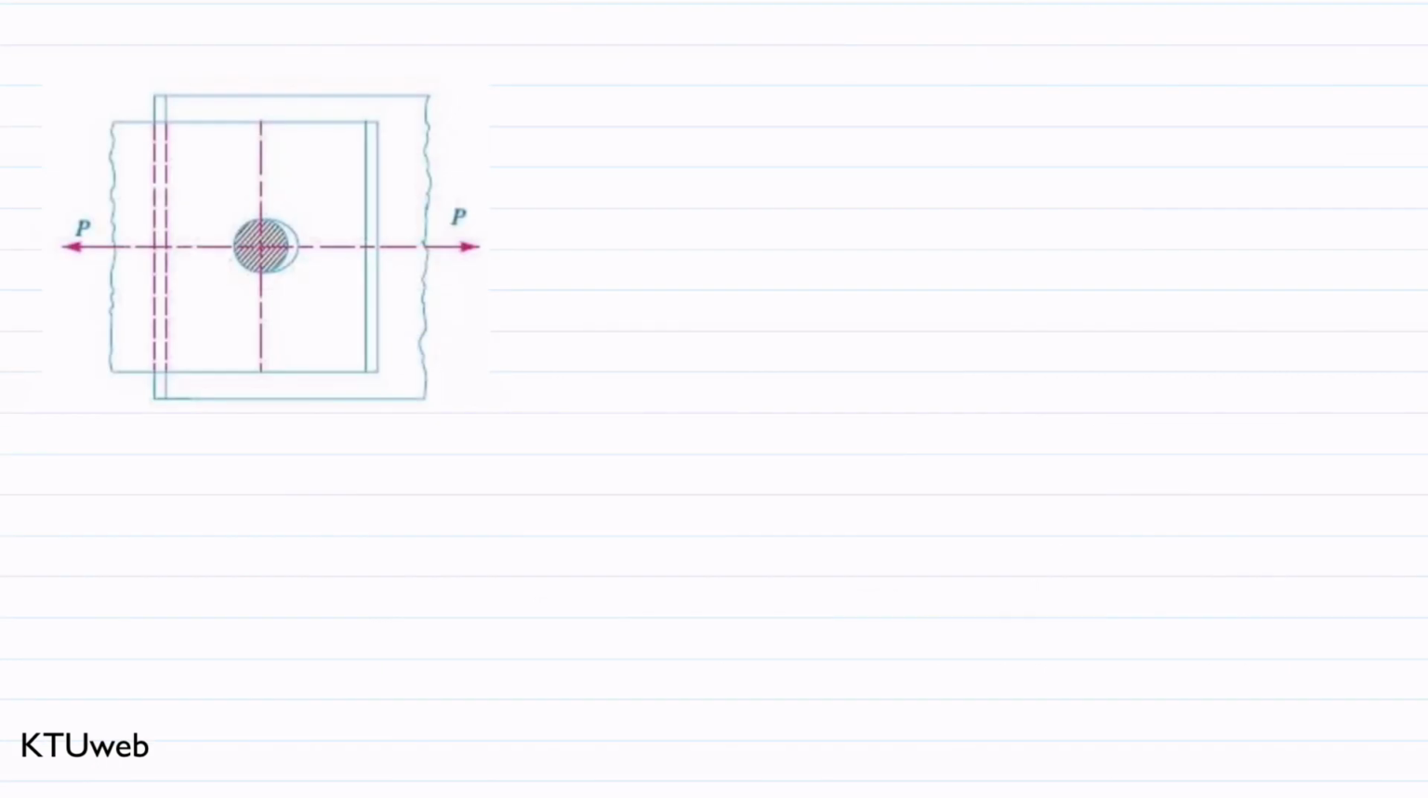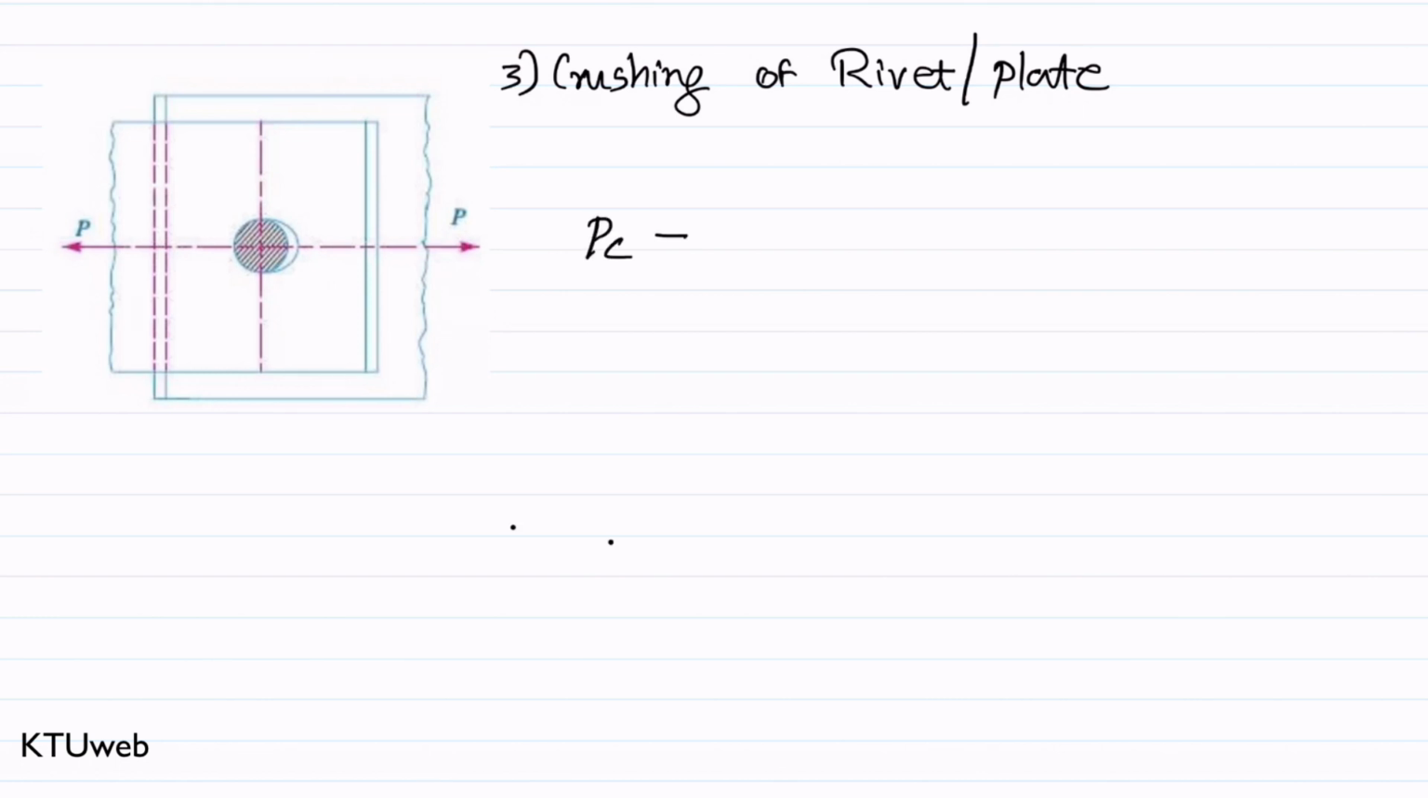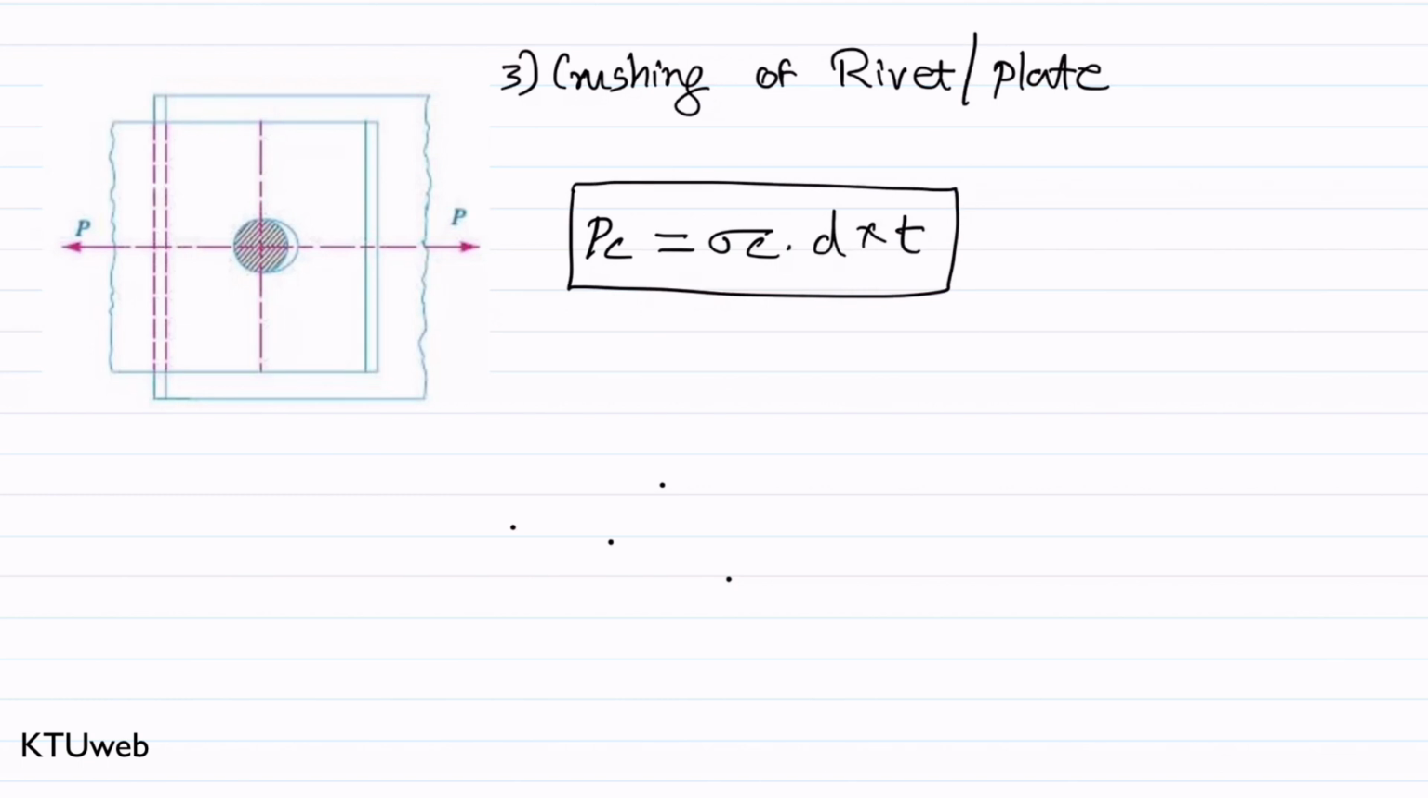Hope you remember from my previous video, the third case was crushing of rivet or crushing of plate. We already derived an expression to find the strength of this failure situation. The strength, which we denoted as PC, where C stands for crushing, is equal to sigma C into diameter D into thickness T. So this is the expression for finding out strength when crushing occurs.